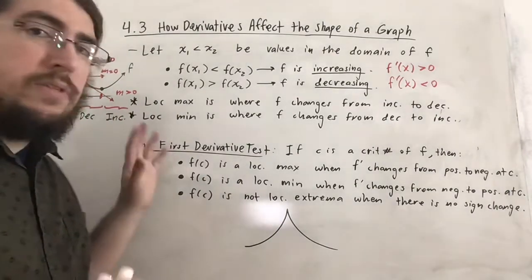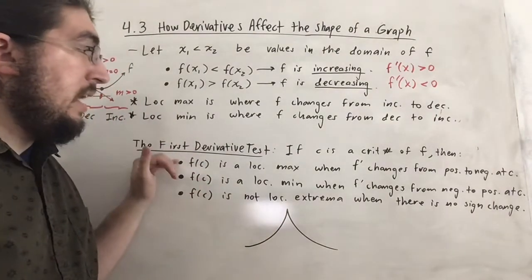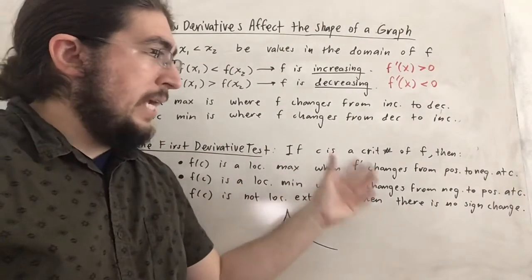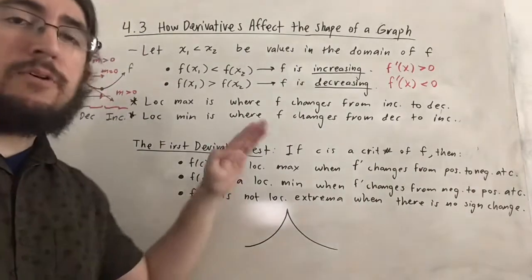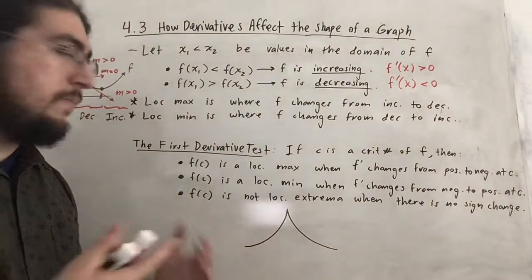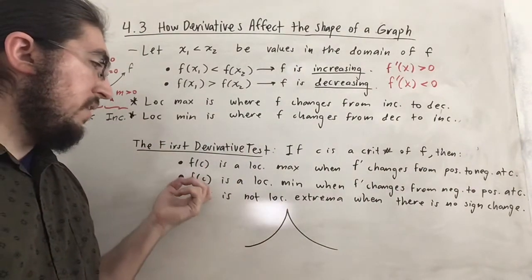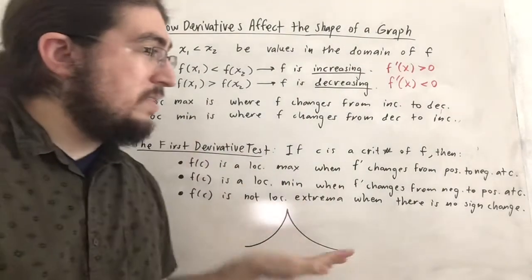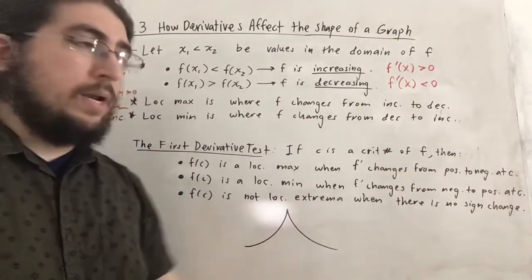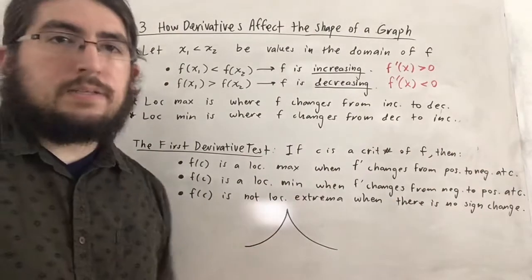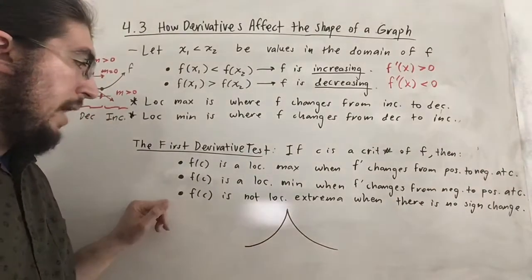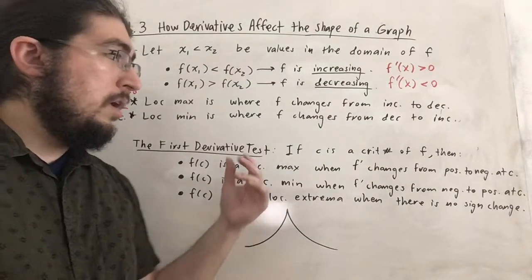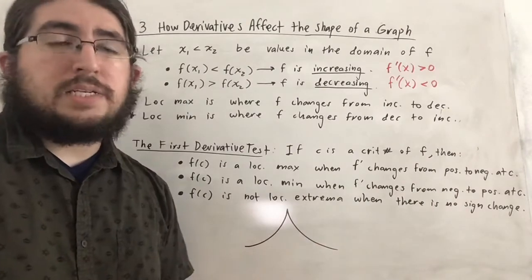So here are the possibilities. Either f of c is a local max when f prime changes from positive to negative, meaning it's going from increase to decrease. That means you passed the max, good. Or f of c is a local min when f prime changes from negative to positive, meaning going down to going up at c. So that makes sense. And then f of c is neither max or min, so it's not even a local extrema, and this happens when there's no sign change.